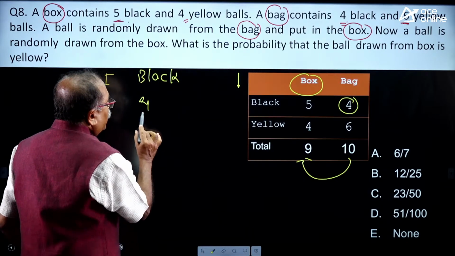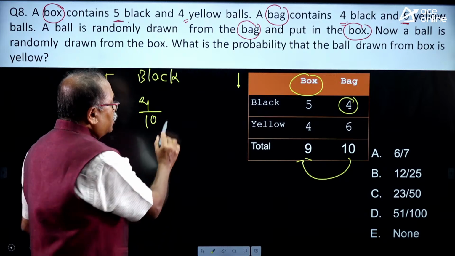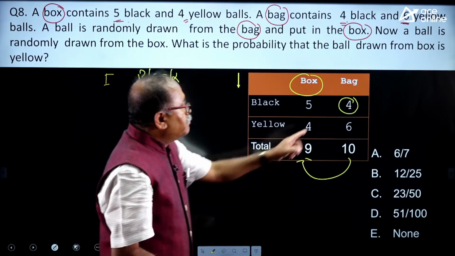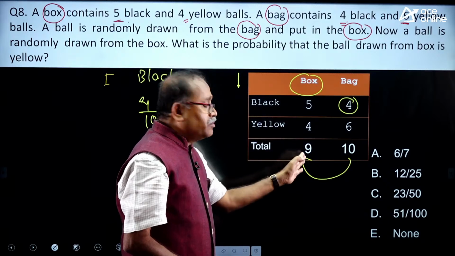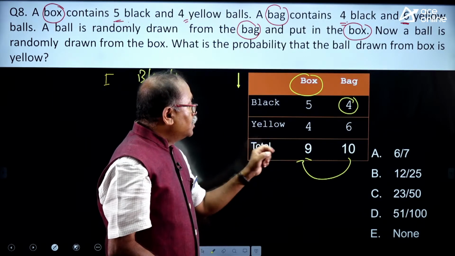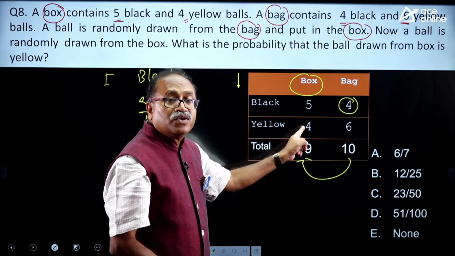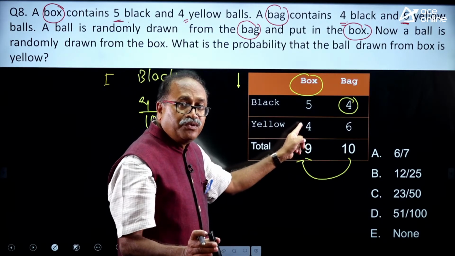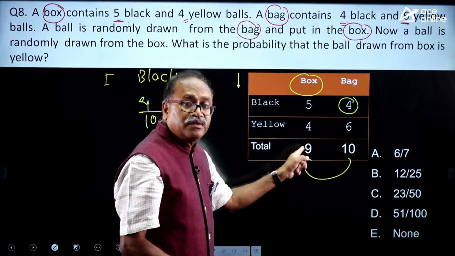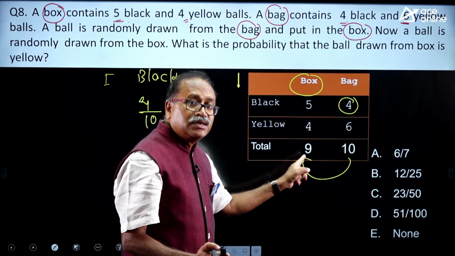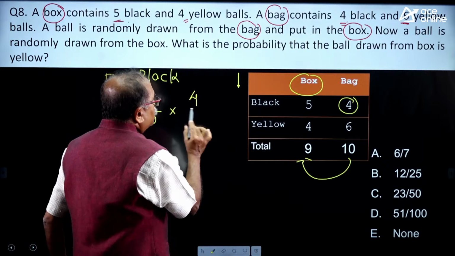So black comes out with probability 4 by 10, into that black goes in this side, and the total number is now 10. What is the probability of getting 1 yellow? 4C1, which is 4, out of 10C1, that is 10. So 4 by 10. Here it is 4 by 10.